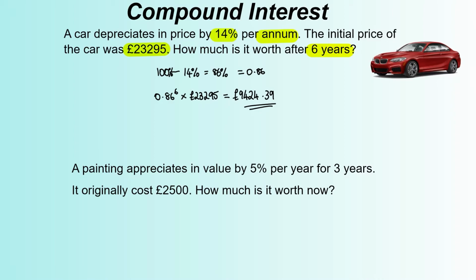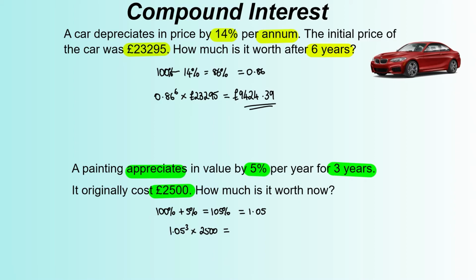Okay, let's have a look at question 2. A pen appreciates. Appreciates means goes up in price. So here we're going up in price by 5% per year for a period of 3 years, and it originally cost £2,500. How much is it going to be worth now? We take 100% starting value and add on the 5% this time, because it is going up in value: 105%, which would be 1.05 as a decimal. We're going to multiply that over a period of 3 years, so 1.05 to the power of 3, multiplied by the £2,500 starting price. Type that into a calculator and that should give you £2,894 and 6 pence, if we round correctly. So £2,894 and 6 pence would be how much the pen is worth now.